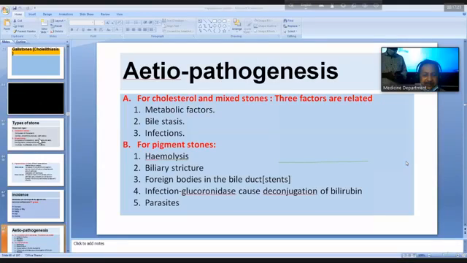So in the etiopathogenesis, we see for cholesterol and mixed stone, the factors related are metabolic factor, bile stasis, and infection. And for pigment stone, the factors are different, like hemolysis of blood, biliary stricture, foreign bodies, infection, and parasites.